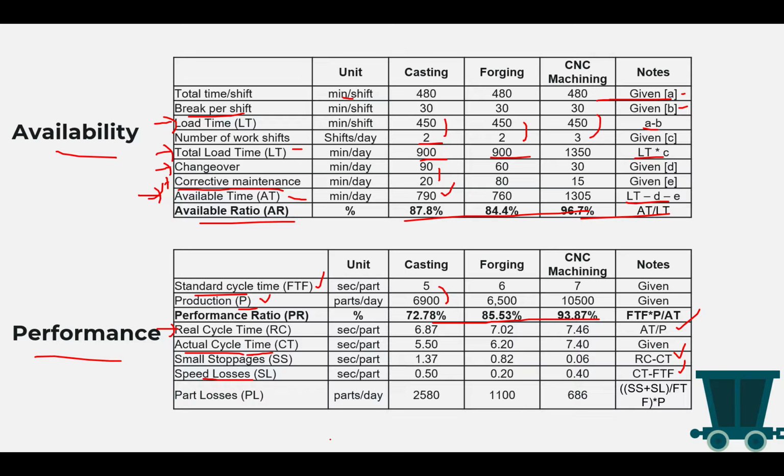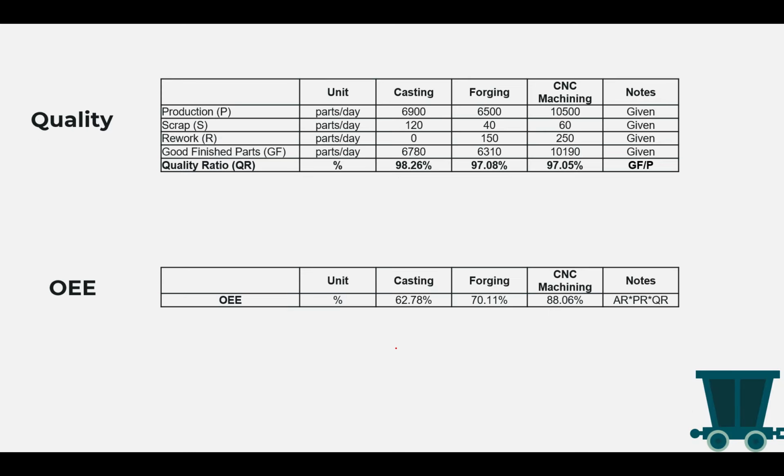Okay, and then we can calculate part losses, how many parts we lost. Basically, this one is the total of small stoppages plus speed losses, divided by FTF, and then multiplied by production. This one, we've got part losses for each process.